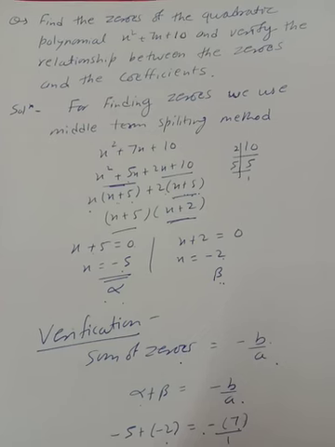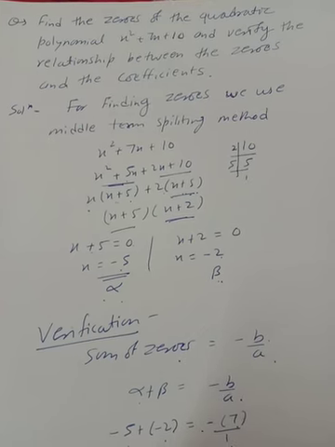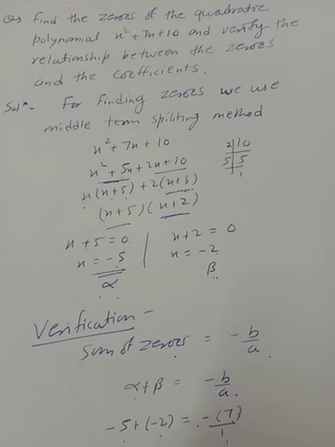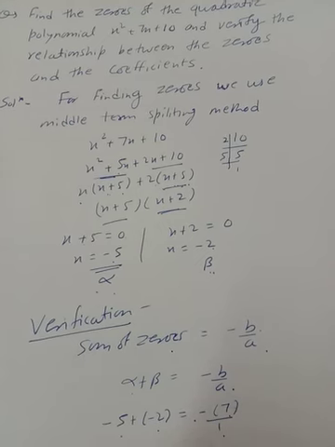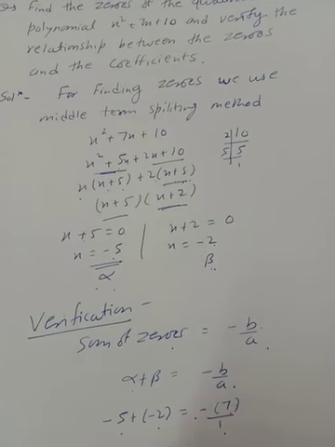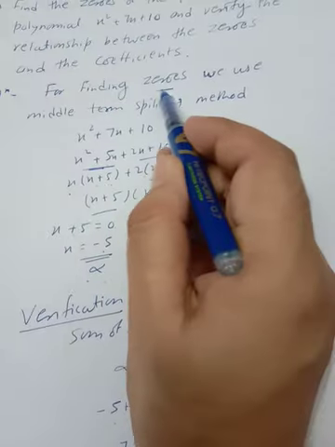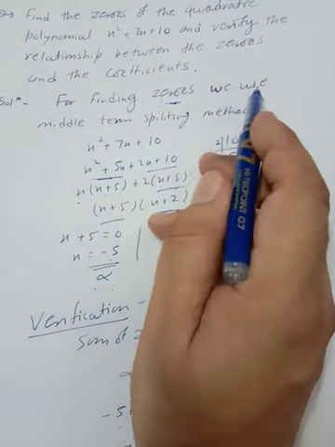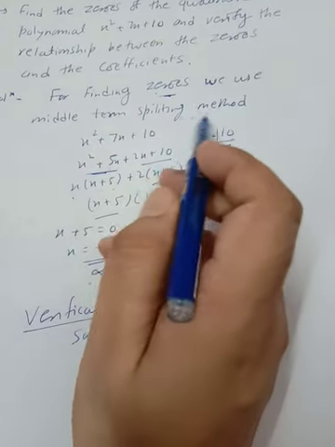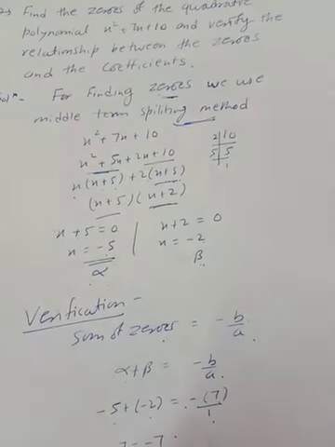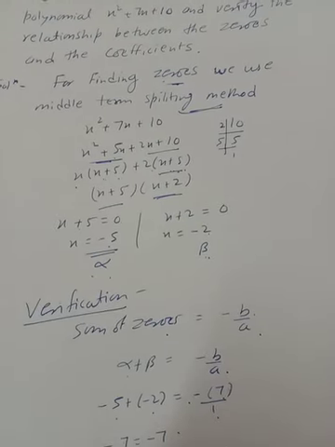Find the zeros of the quadratic polynomial x square plus 7x plus 10, and then you have to verify the relationship between the zeros and the coefficient. So first of all, we have to find the zeros. For finding zeros, we will use our middle term splitting method. You are familiar with this because you have done it in class 9th also.